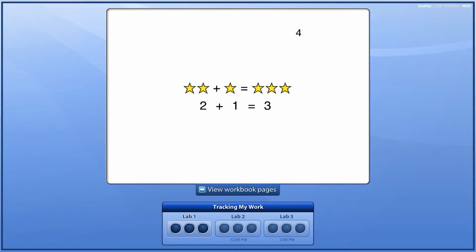Now look at the equation on your computer screen and in square number 4 in your workbook. 2 stars plus 1 star equals how many stars? 2 plus 1 is going to equal 3. We use numbers simply because we don't want to have to draw the stars or the cars or the boys or whatever we're talking about. It's just easier to use symbols that stands for that many things. So we write it with numbers. 2 plus 1 equals how many? 3. Addition is simply regrouping together the amounts that the numbers stand for.